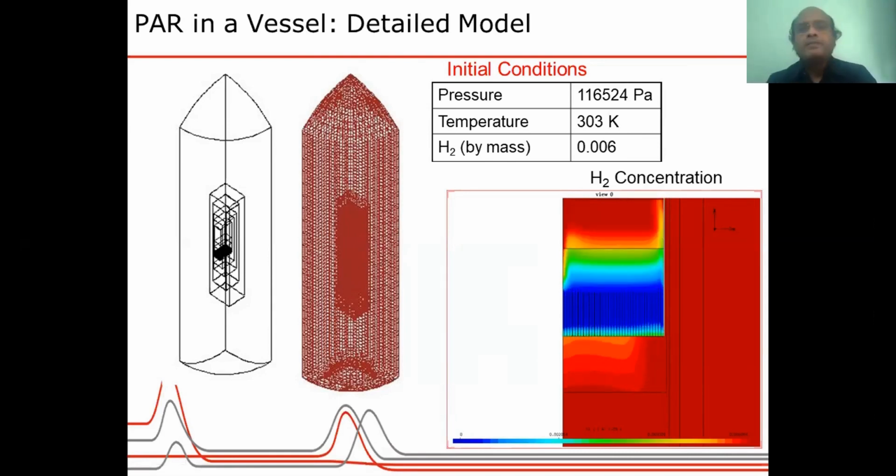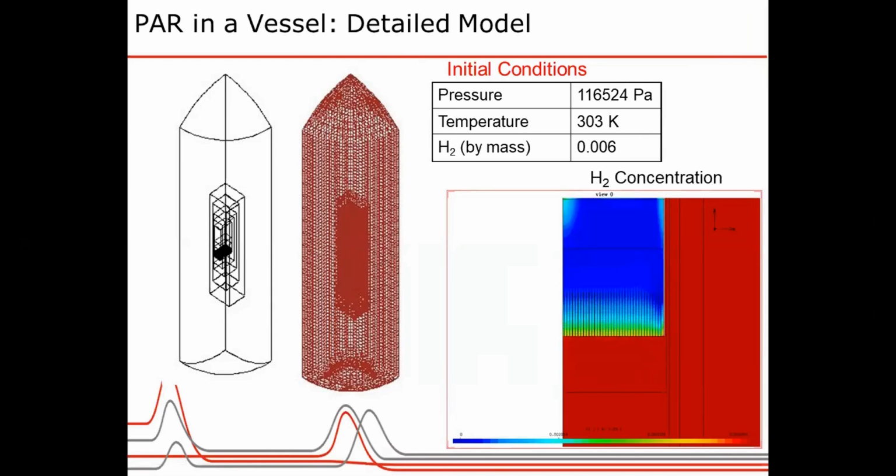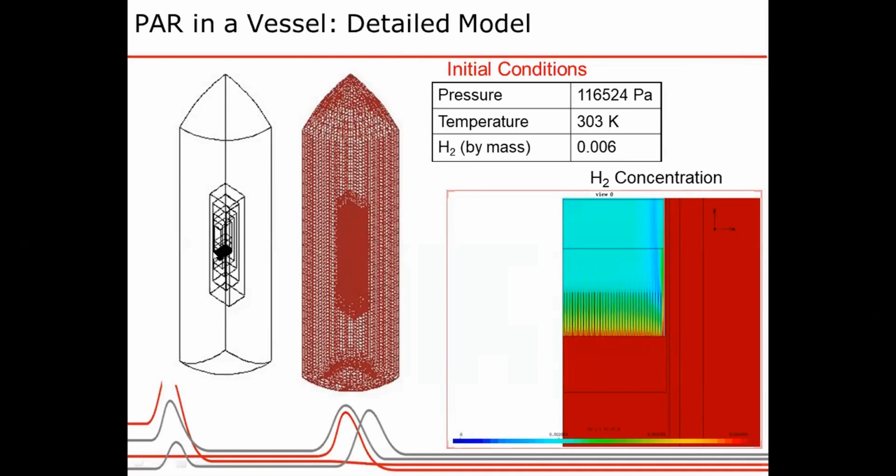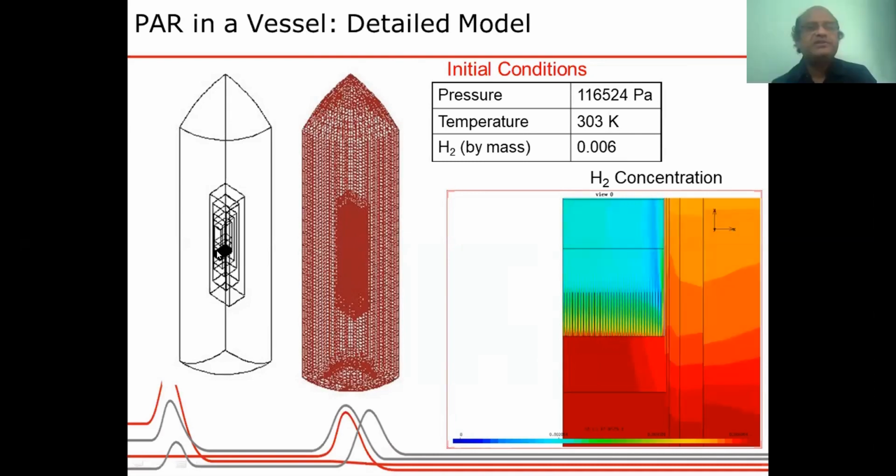Actually, the room you can see is only a quarter. We have simulated only 1 quarter symmetry. And the recombiner box actually is the smallest one that you see there, the dark black one. That is the recombiner box, not the big one. Yes, this is at the center.